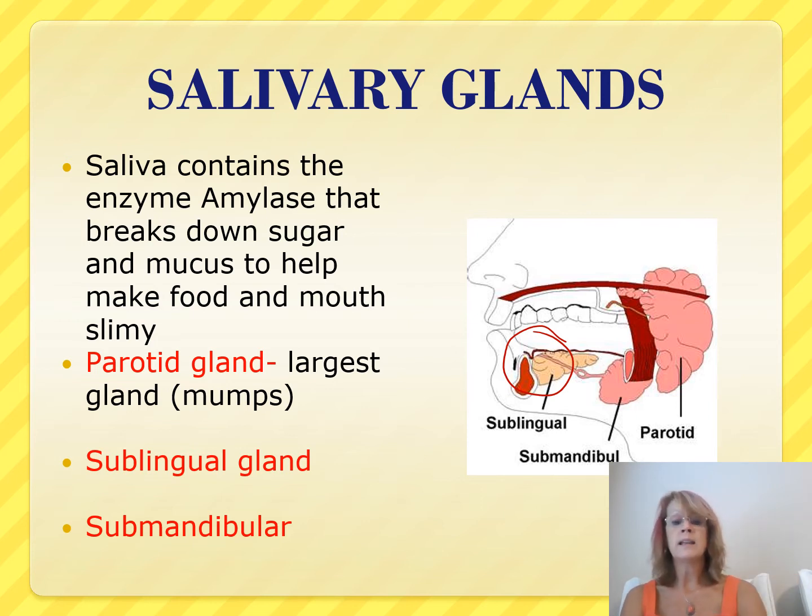So your parotid glands are your largest glands. They empty the saliva more towards, as you can see here, your back teeth on the top. Then you have your sublingual and your submandibulars, which are releasing that saliva into the front. So these would be examples of an accessory organ.